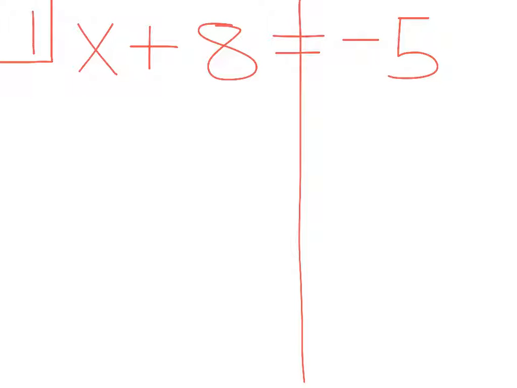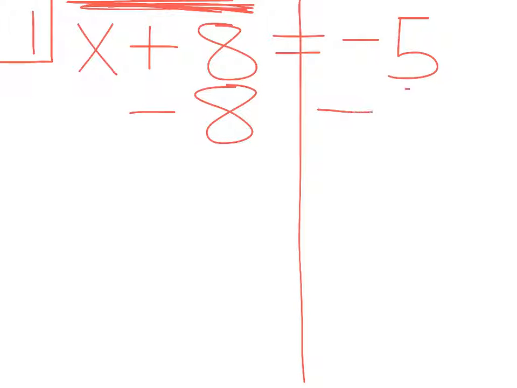So we're going to pick the side with the letter, and that is this side over here, and we're going to try to get rid of everything else other than just that letter x. So we're going to get rid of the plus 8. How do we do that? Well, we're going to do the opposite. So the opposite of a positive 8, this is adding 8, we subtract 8.